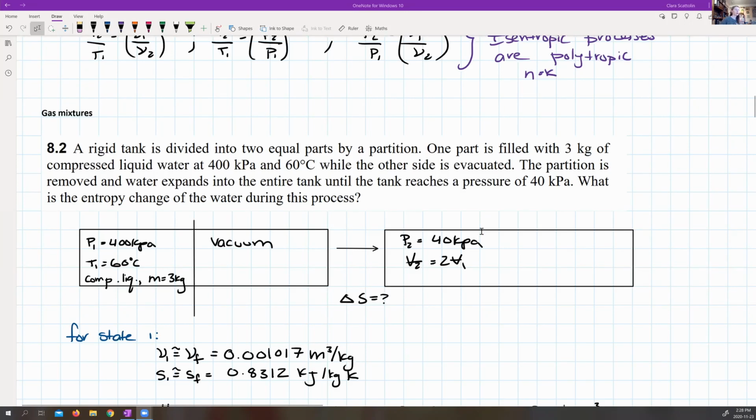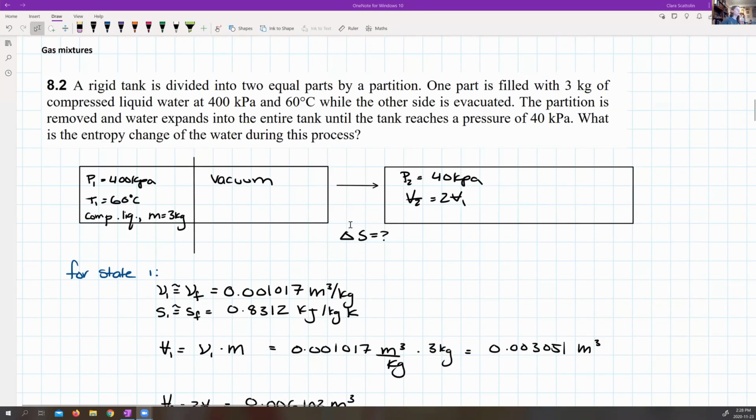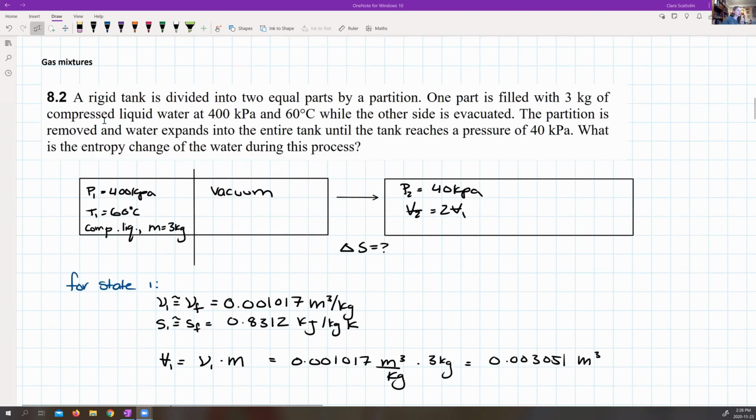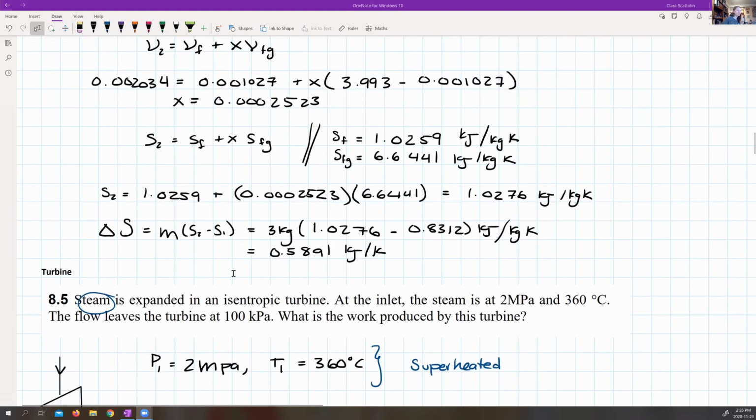Before I continued with the next problems, I just wanted to review something about the definition of the second law. The definition of the second law is telling us that the total entropy of an isolated system cannot decrease over time, and remains constant if all processes are reversible. So if I look at the first question that we solved, we saw that the change in entropy was positive. It was a value greater than 0. What does that mean? What that means, essentially, is that the process is spontaneous.